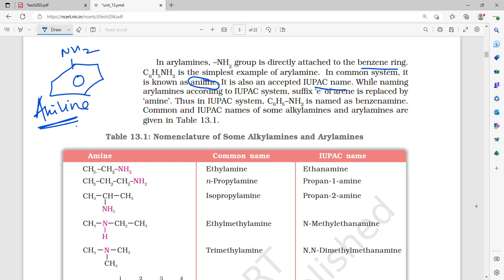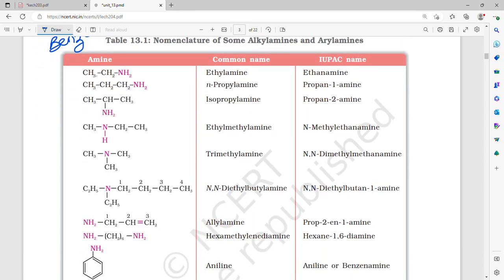While naming aryl amines according to the IUPAC system, the suffix E of arene is replaced by amine. Thus, for this, we can say either aniline or benzenamine. Instead of E, we write amine. Common and IUPAC names of some alkyl and aryl amines are given below.